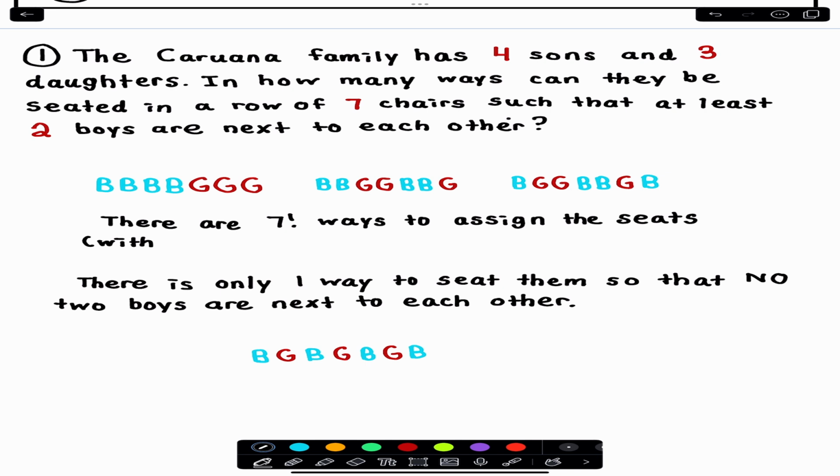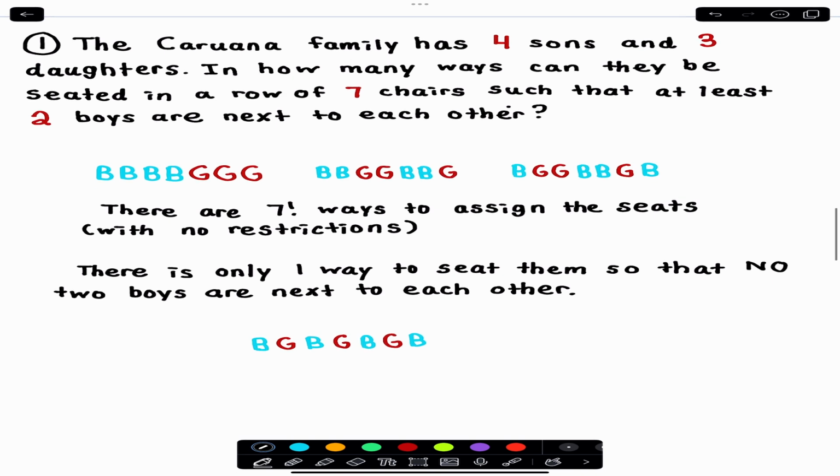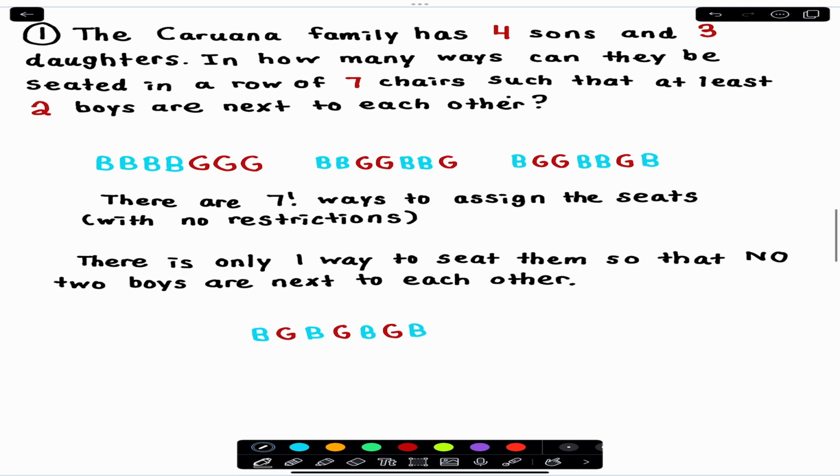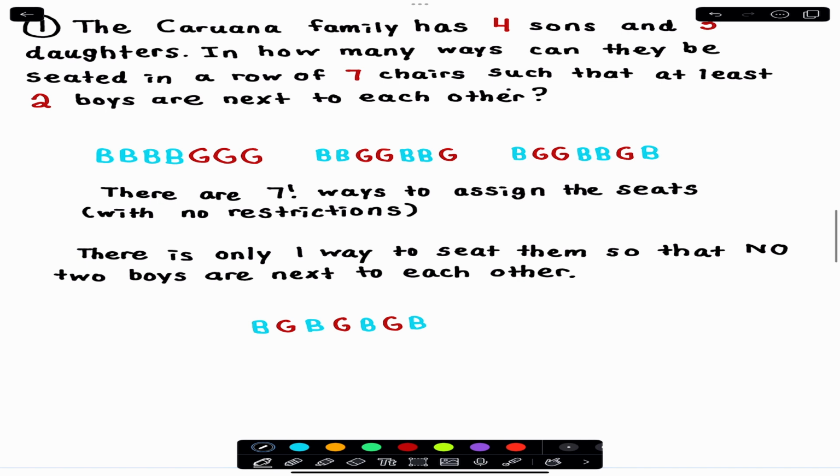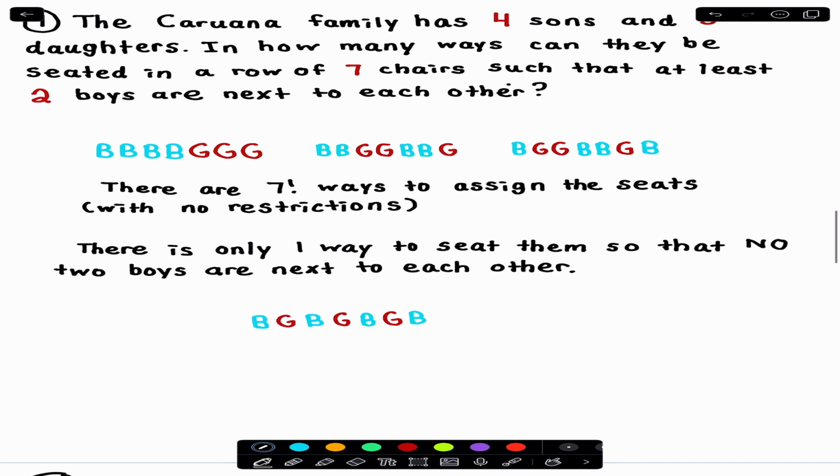So let's emphasize that there are no restrictions. Yeah, see? Good thing I caught that. I was actually about to break my own rule. Anyways, do as I say, not as I do. Now we can go back to counting the complement, which would be this. This is the complement because it is the complete opposite of what we are trying to count.